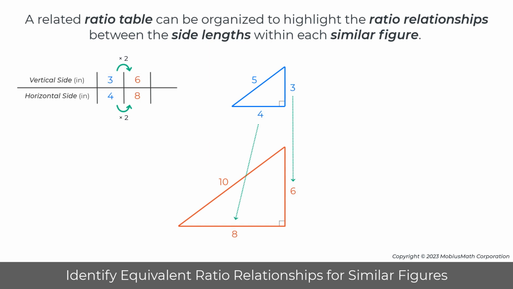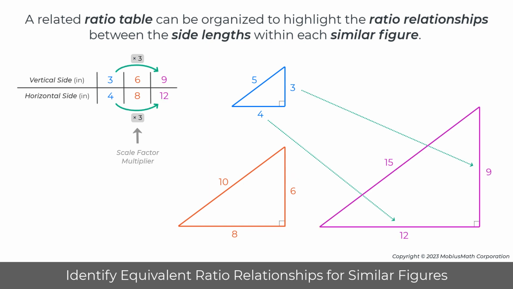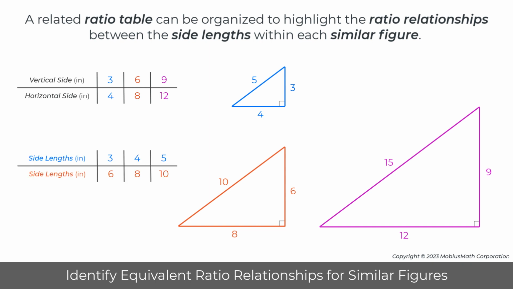The external ratio multipliers, or scale factors, in this ratio table generate new pairs of vertical and horizontal legs in other similar right triangles. Note: comparing this ratio table to the original ratio table, it is clear that these multipliers have the same values for both tables. But for this new ratio table, the multipliers have switched positions.